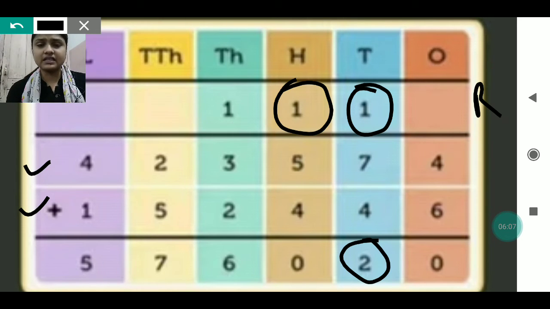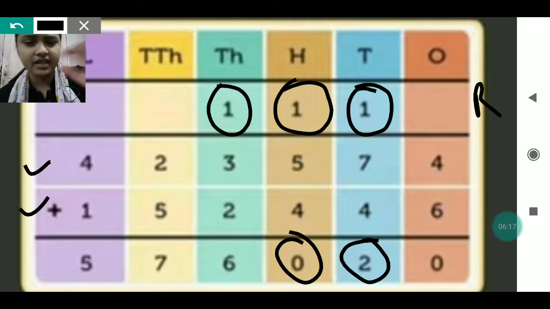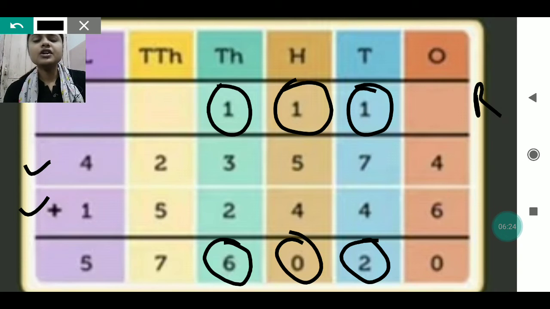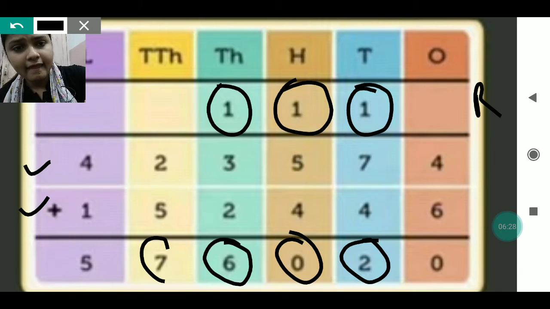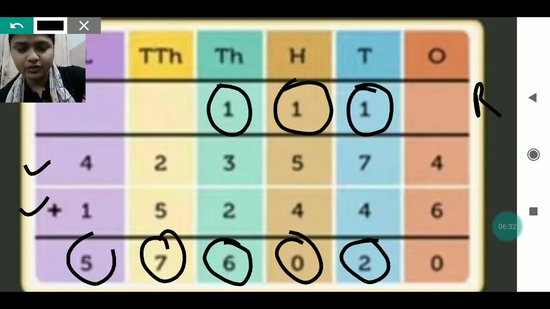Again we will add the next place, that is 100 place. 5 plus 4 is 9 and plus 1 is 10. 0 will be written again down and 1 will be taken, carry. 3 plus 2 is 5 plus 1 is 6. You write 6 down. 2 plus 5 is 7. You write 7 down. And then 4 plus 1 is 5. You will write 5 down.